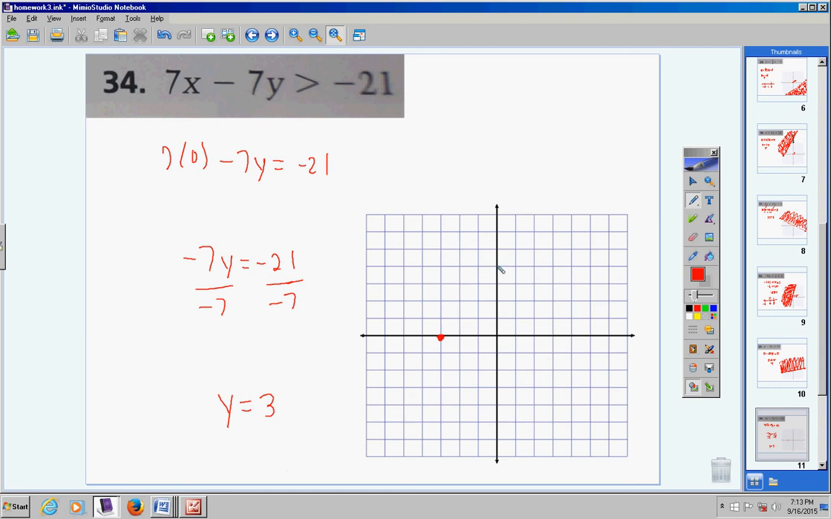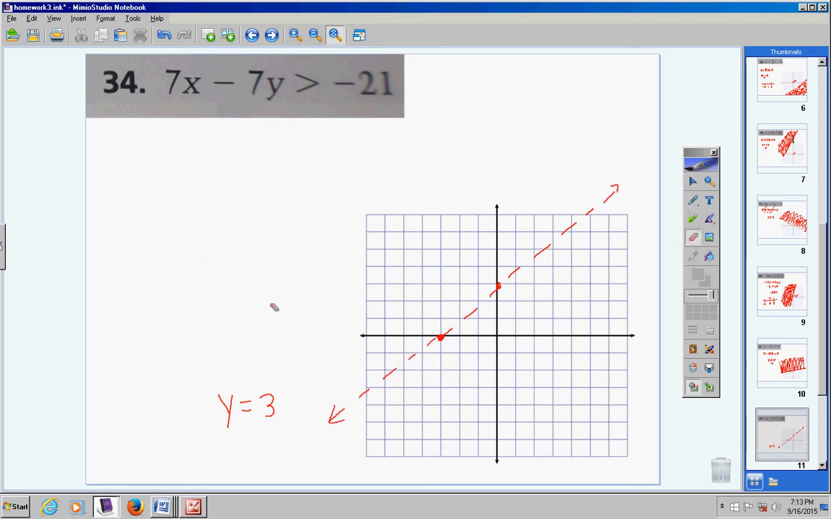Alright, so there we go. Positive 3. I do not have an equal sign here, and so I'm going to go ahead and draw my dotted line. And now let's go ahead and test a point to find out where to shade. So 0, 0 is right here.